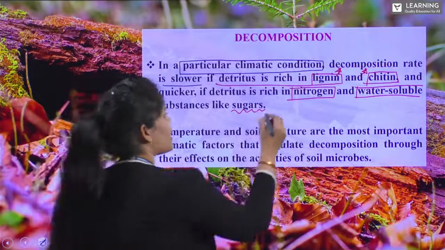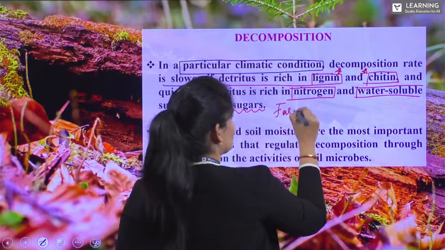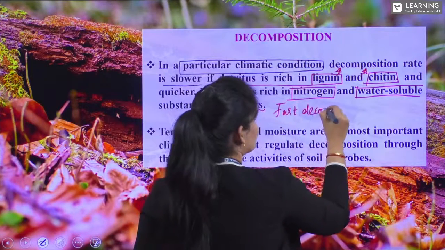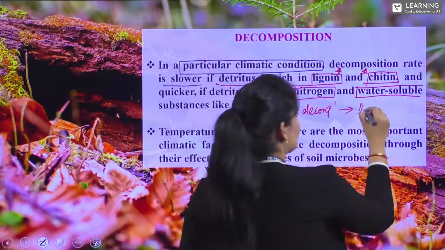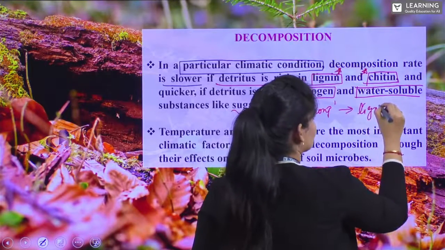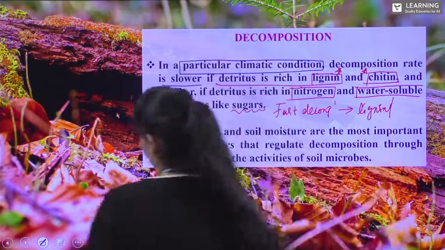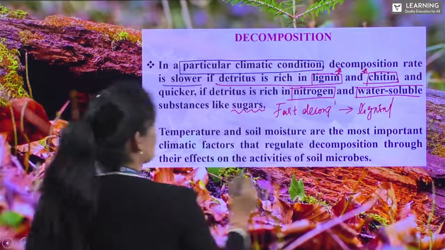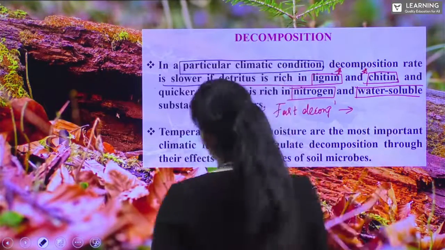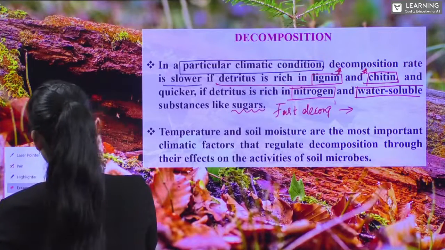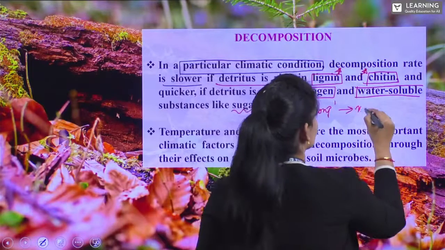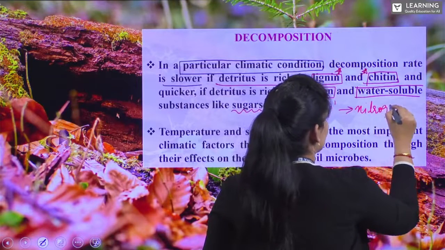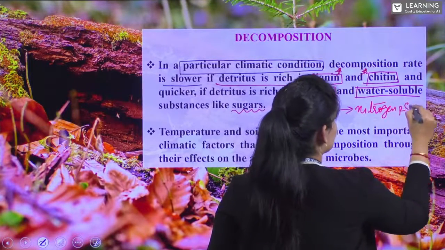Here, the fast decomposition happens if the detritus consists of nitrogen and sugars.